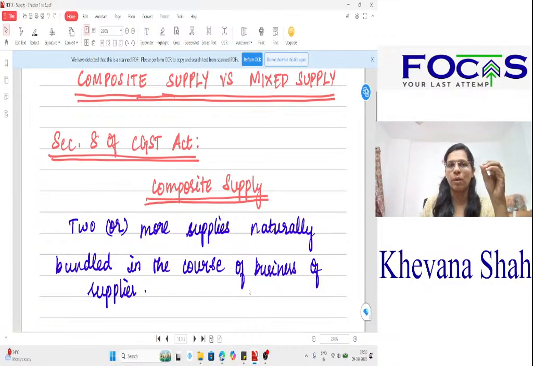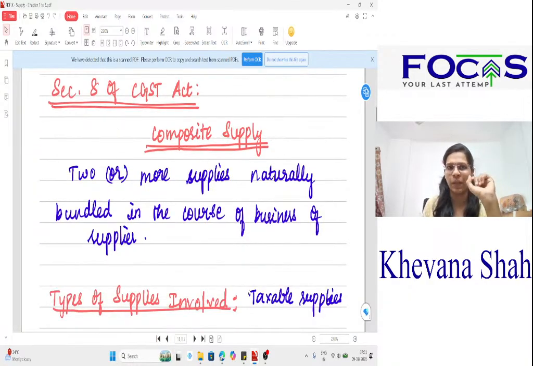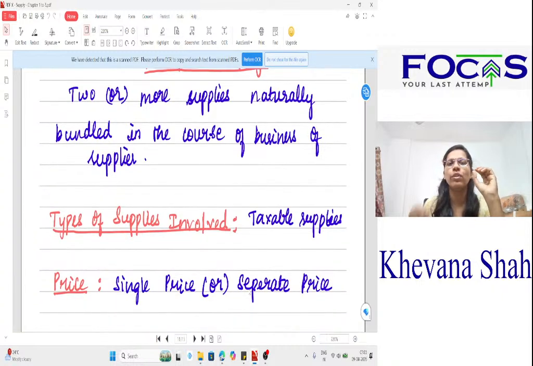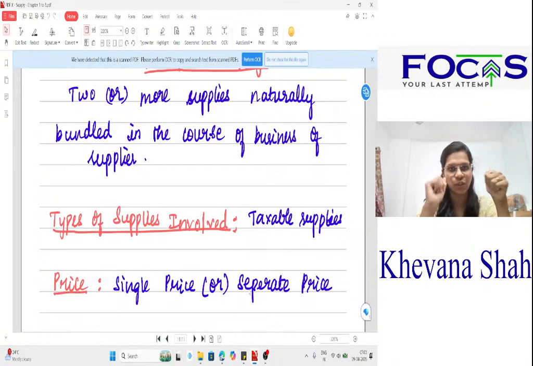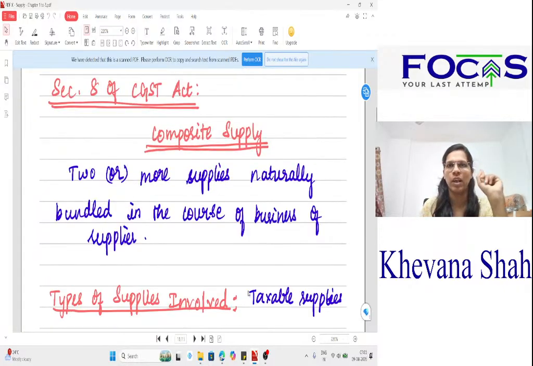Okay. So Section 8 of the CGST Act defines composite supply as two or more supplies naturally bundled in the course of business of the supplier. Okay. So now the types of supplies that are involved are always taxable supplies. So always remember, we will have taxable supplies in case of this composite supply.